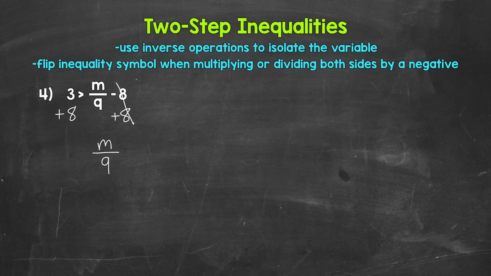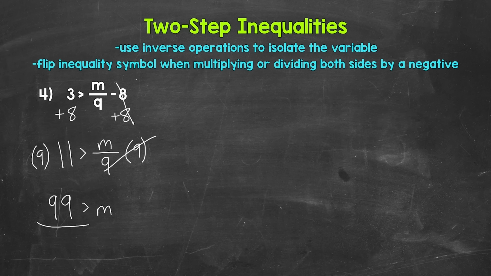So we need to undo that division. The inverse operation is multiplication. So multiply the right side by 9. That means we need to multiply the left side by 9 as well. These 9s cancel each other out. M is now isolated. So m is less than, and then on the left, 11 times 9 gives us 99. So m is less than 99.